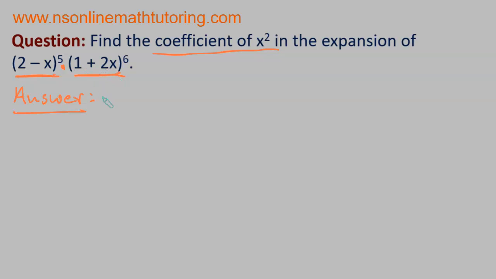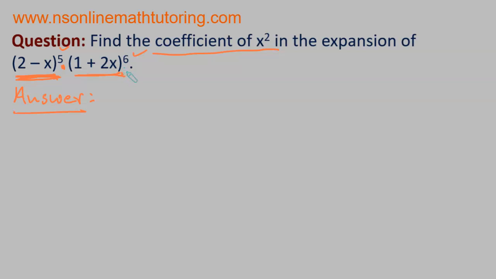Both are binomial expansions. These two are getting multiplied. How many terms will we be having from this part? Since the power is 5, it will be consisting of 6 terms. And for this, we will be having 7 terms. So, each of the 6 terms from this part will get multiplied with each of the 7 terms from this part. So, a total of 6 times 7, that is 42 terms. We will be getting a total of 42 terms.